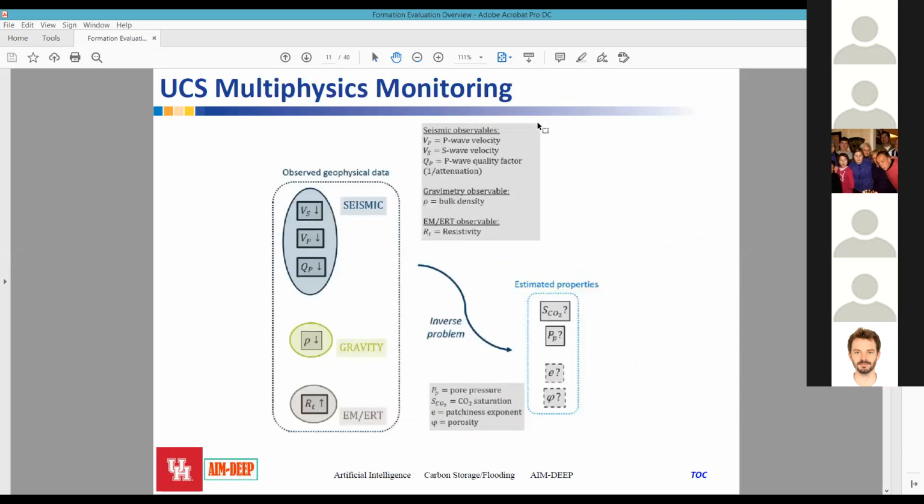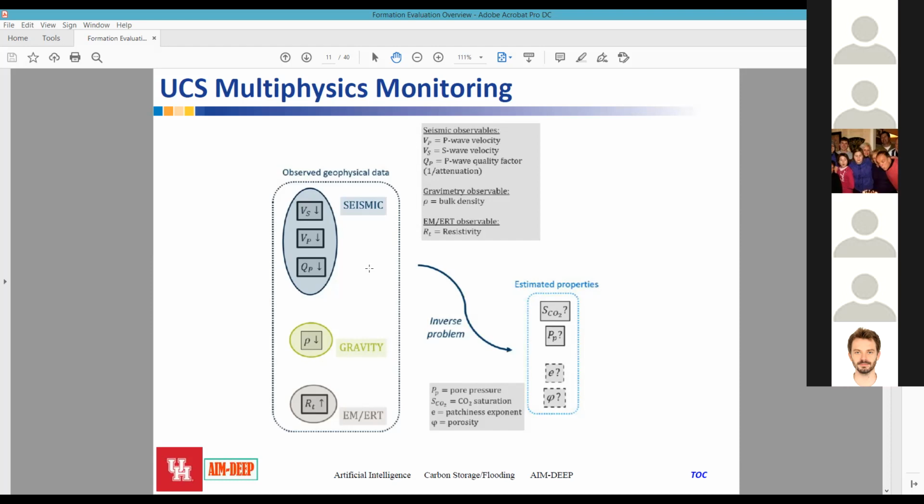As Dr. Mollaei mentioned, we're talking about underground carbon storage here. And of course, one of the important tools that we need to monitor the storage is geophysics. Here I'm showing a few geophysical methodologies, basically to summarize what I'm talking about.